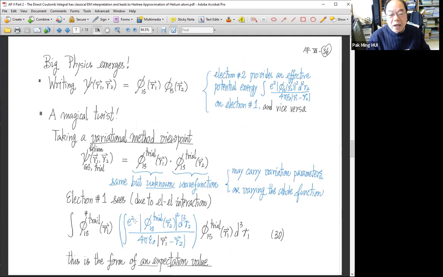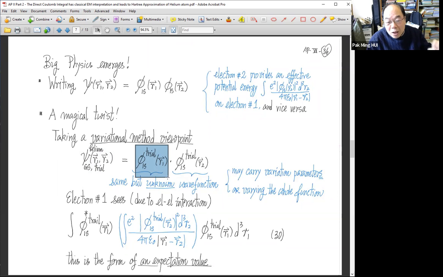So all of a sudden, we can now regard electron number 2 as producing an effective potential on electron number 1. All right, so let's get back to the picture that we are doing a variational calculation. So we can make a guess that the ground state helium wave function is some as yet to be determined state. So this phi 1s is an unknown.